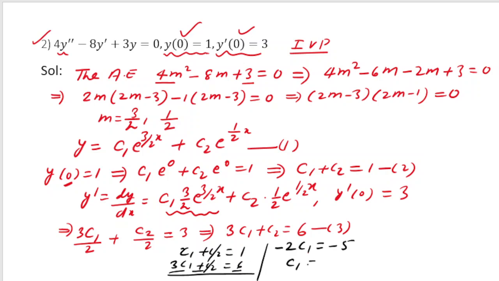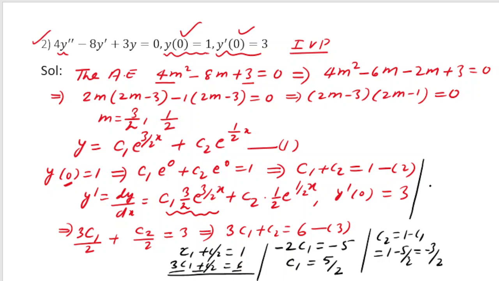So the c1 value I got is 5 by 2. And what is the c2 value I will get? c1 plus c2 is equal to 1. So c2 is equal to 1 minus c1. So 1 minus 5 by 2, that is equal to minus 3 by 2. So I have got the values of c1 and c2. Now how will this equation change? In place of c1 I have to write 5 by 2, and in place of c2 I have to write minus 3 by 2.